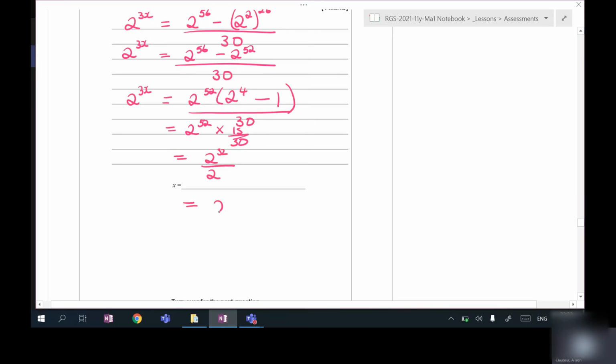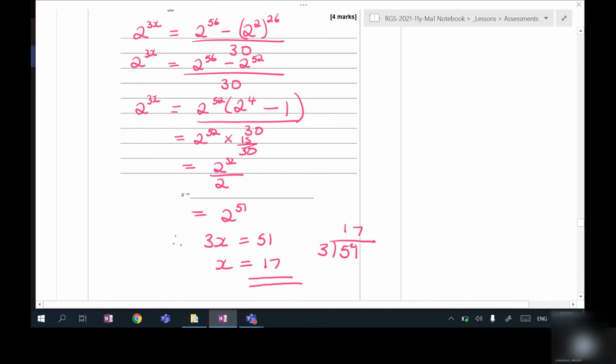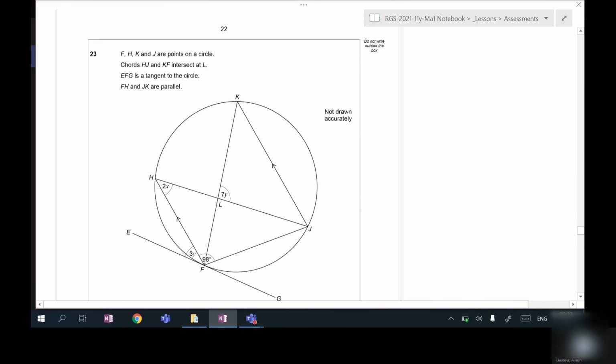So that then becomes 2 to the 51. So if I compare my powers, 3x has got to equal 51. If I divide 51 by 3, I get 17. So questions like that are all about working with powers of the same base. And last question for this paper.